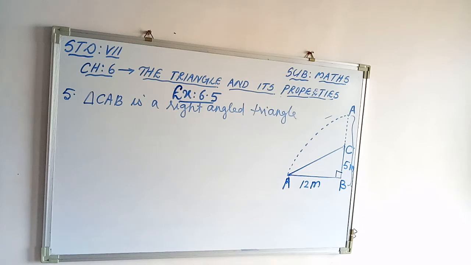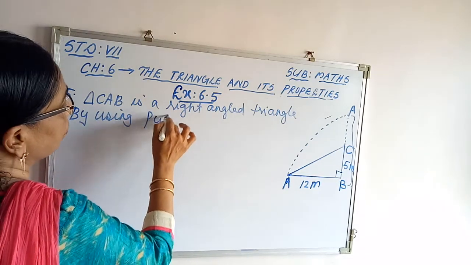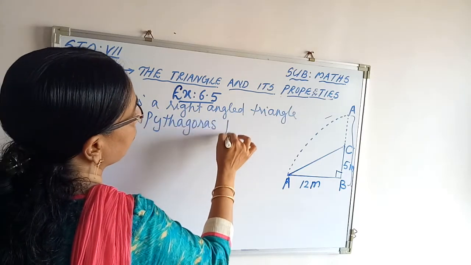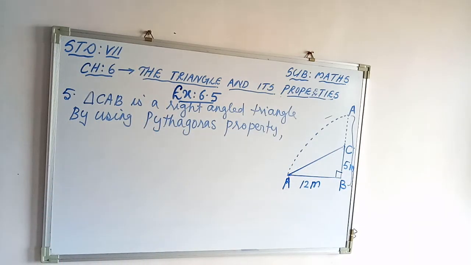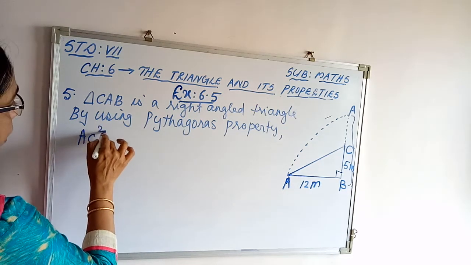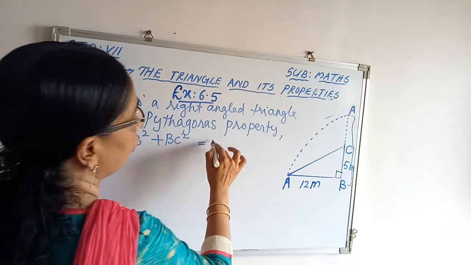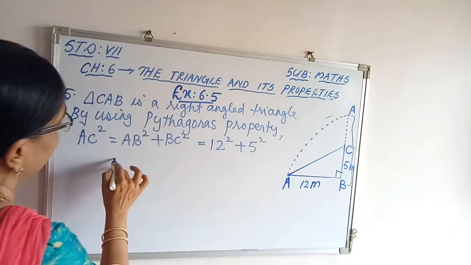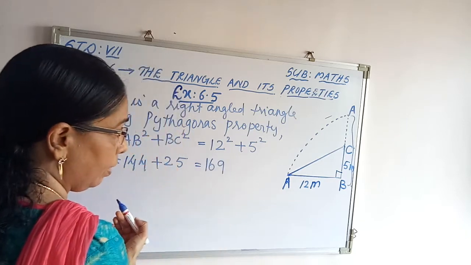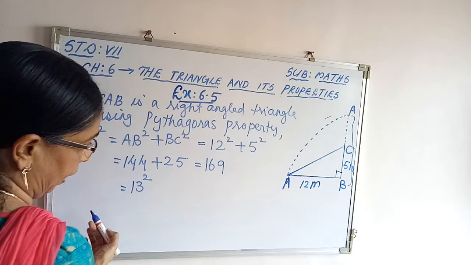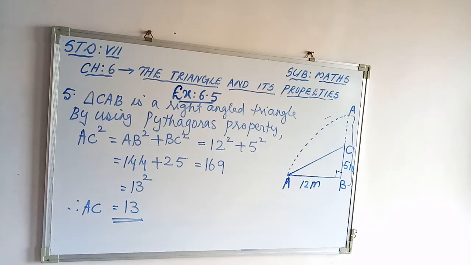So we can use the Pythagoras property. By using Pythagoras property, as CA is the hypotenuse, we can write AC square is equal to AB square plus BC square. That's equal to 12 square plus 5 square. That's equal to 144 plus 25, that's equal to 169. Isn't it? 169 can be written as 13 square. Therefore, AC is equal to 13. AC part we got as 13.